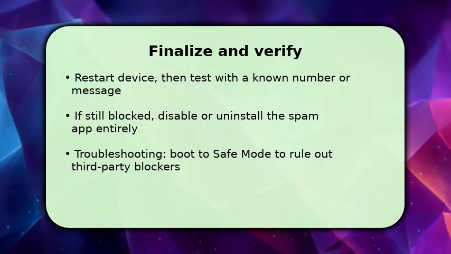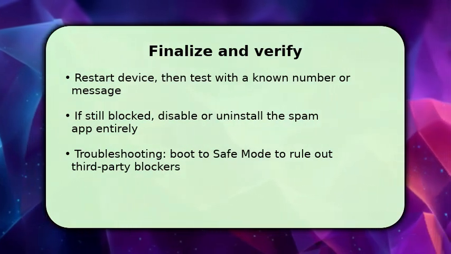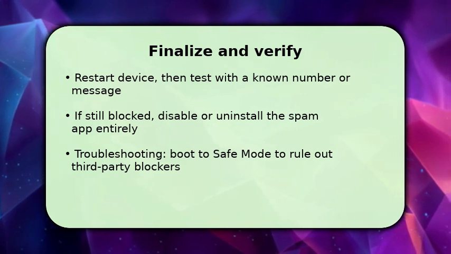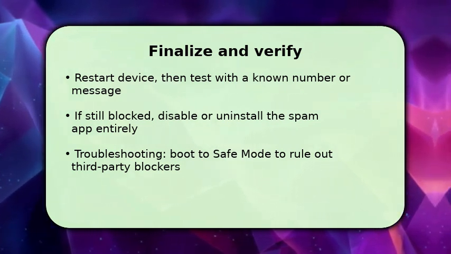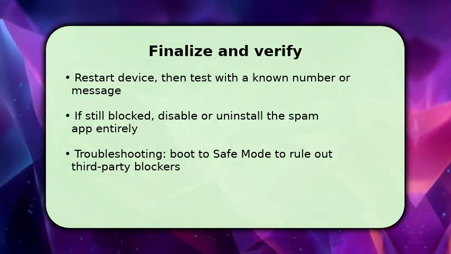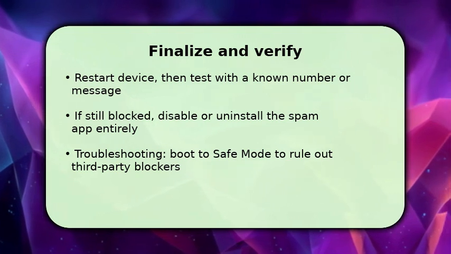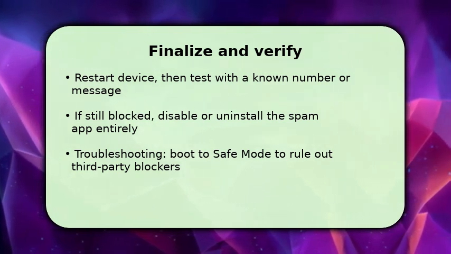Finish by rebooting the phone so your changes take effect, and then test with a known contact or send a test message. If calls or texts are still blocked, disable the spam app or uninstall it. For carrier apps, disable instead of uninstall when possible.